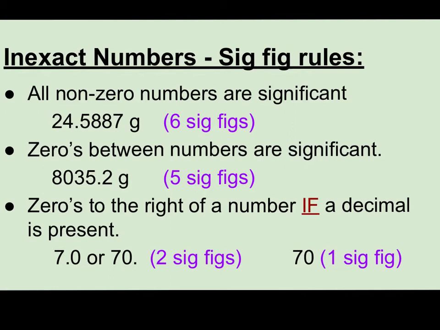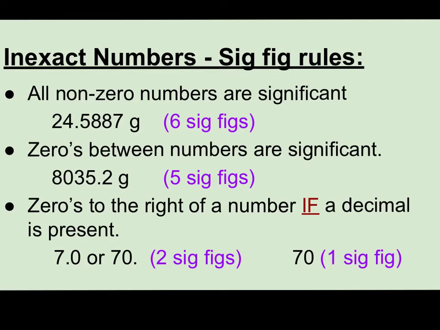These are the rules for determining the number of significant figures in inexact numbers, and these rules are on the back of your periodic table. First rule, all non-zero numbers are significant. So if you see a number like this, you simply count all of the digits in it. There's 6 digits, so there's 6 significant figures. Zeros that are between numbers are significant. So this 0 here in 8,035.2 is considered significant. Therefore, there are 5 total significant digits in that number.